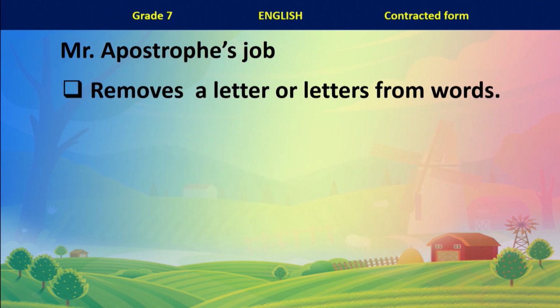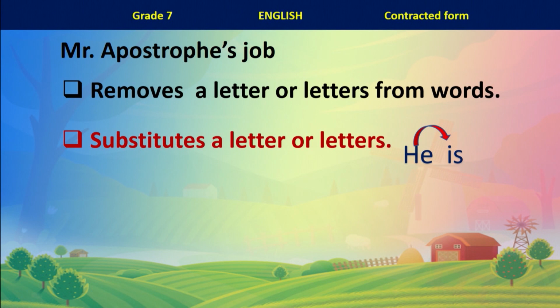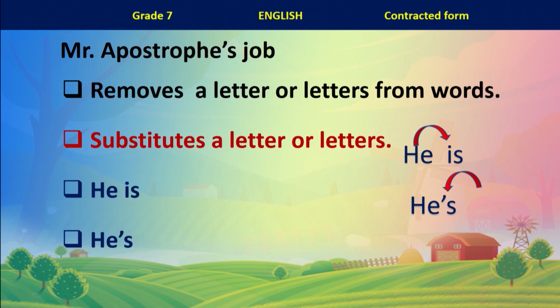So, his job consists of two parts. The first part is he removes a letter or letters from words. This is how he does it. He selects a letter and he removes it. And then he substitutes a letter or letters. So instead of the letter, Mr. Apostrophe comes inside and he forms a shortened form. He is becomes he's.